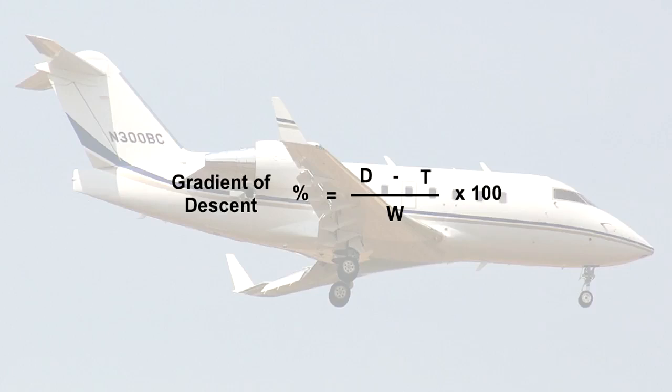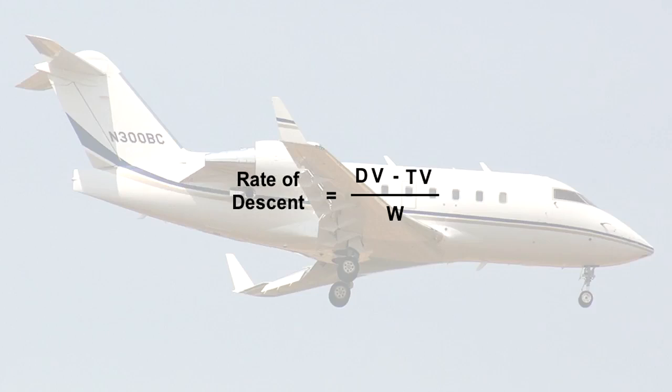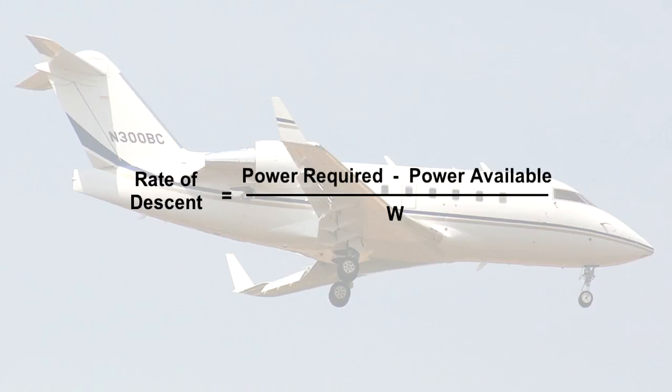Shown here is the angle or gradient of descent formula that you have already learnt. All that is needed is to add the velocity function as shown. This is now the formula for the rate of descent. You may recall that force and velocity gave us power. So the correct formula for the rate of descent is the one shown. The rate of descent is equal to the power required minus the power available divided by the weight.